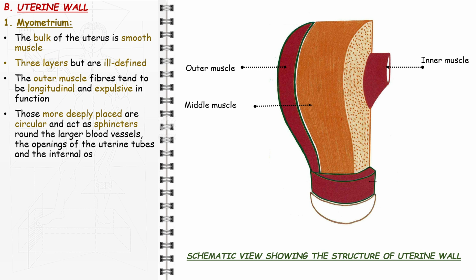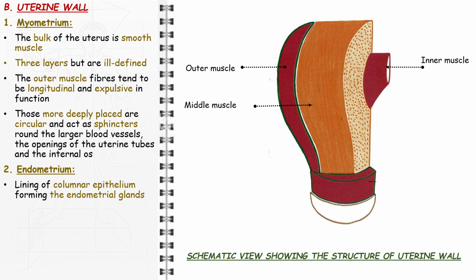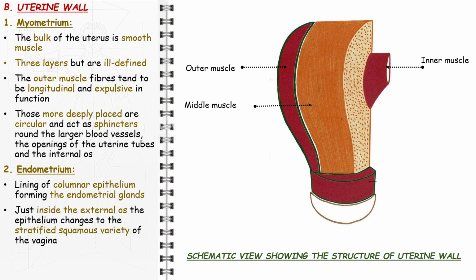The inner layer, the endometrium, is lined by columnar epithelium forming the endometrial glands. The lamina propria of the endometrium is made of the basal layer, rich in arteries, and the functional layer containing the spiral arteries. The thickness of this layer changes during the menstrual cycle, under the influence of estrogen and progesterone, in order to prepare the endometrium to host an embryo. Just inside the external os, the epithelium changes to the stratified squamous variety of the vagina.